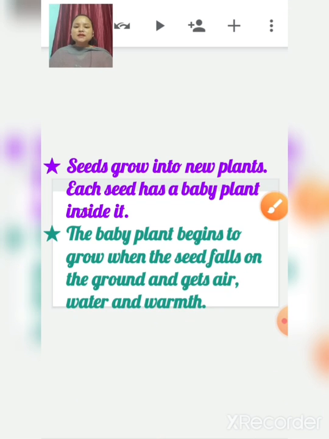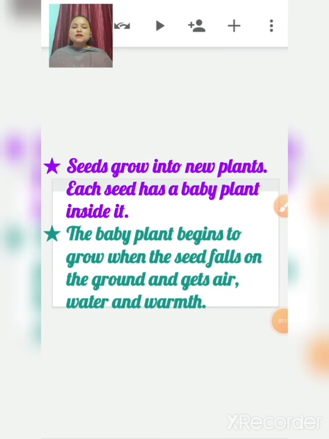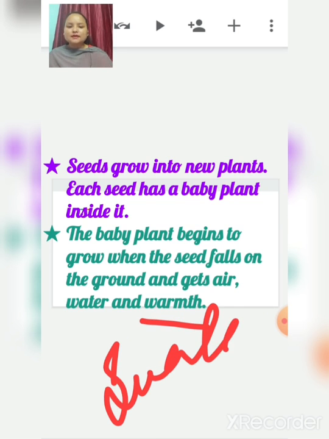Seeds grow into new plants. Each seed has a baby plant inside it. The baby plant begins to grow when the seed falls on the ground and gets air, water and warmth, that is sunlight.